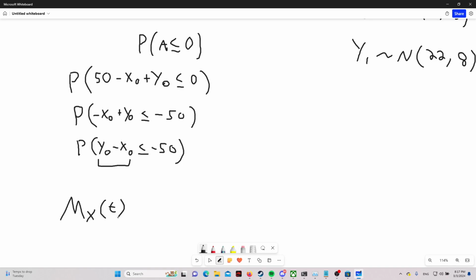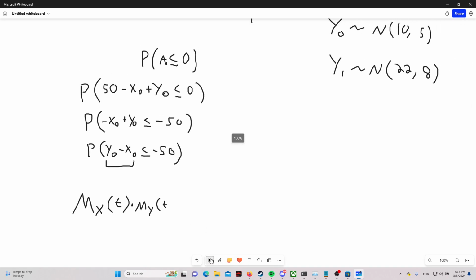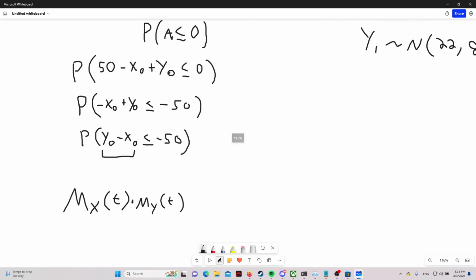the product of their moment generating functions, oops, oh, what happened? The product of their moment generating functions will be the moment generating function of the sum of those variables.